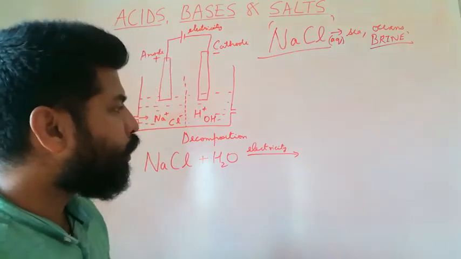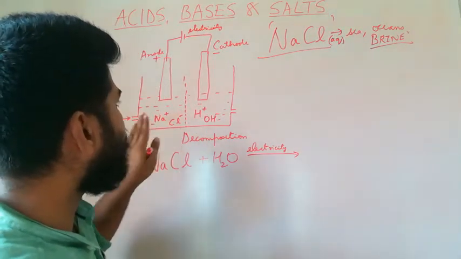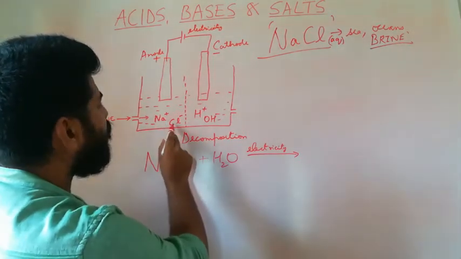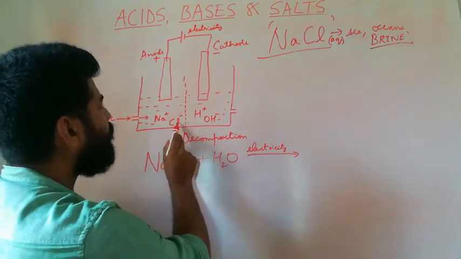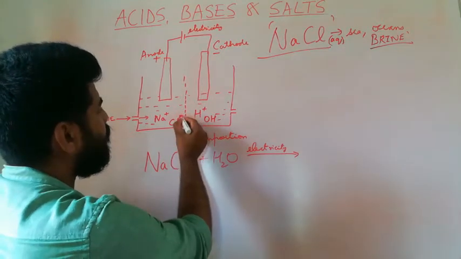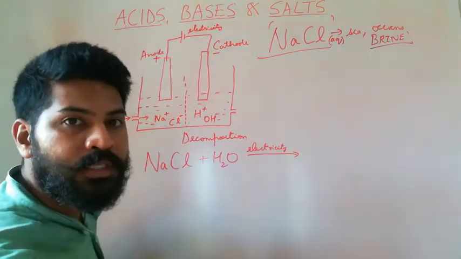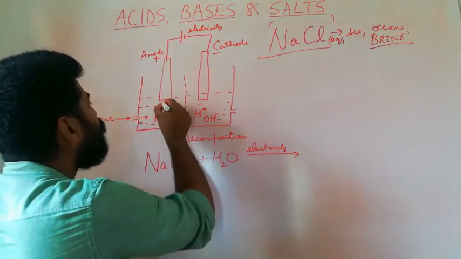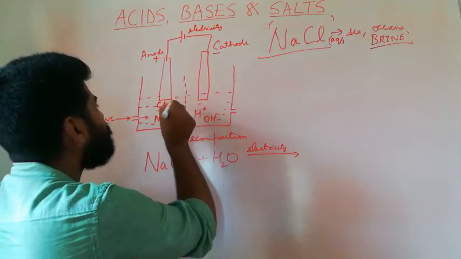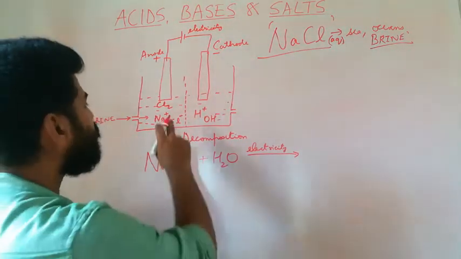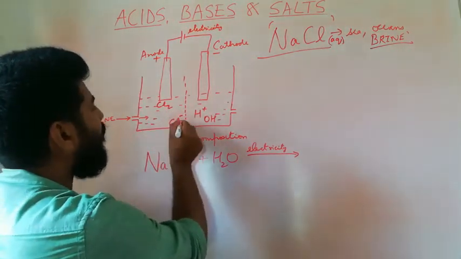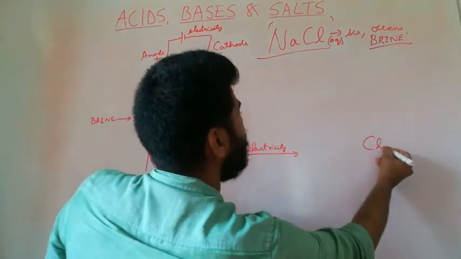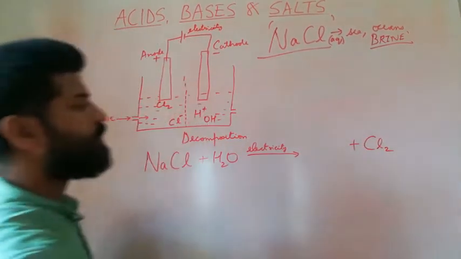So when electrolytic decomposition takes place, what happens is the sodium chloride undergoes decomposition, and chloride ions, being negatively charged anions, will be deposited on the anode as chlorine gas, Cl2. So the negatively charged anion will be deposited at the anode. So chlorine gas is one of the products.